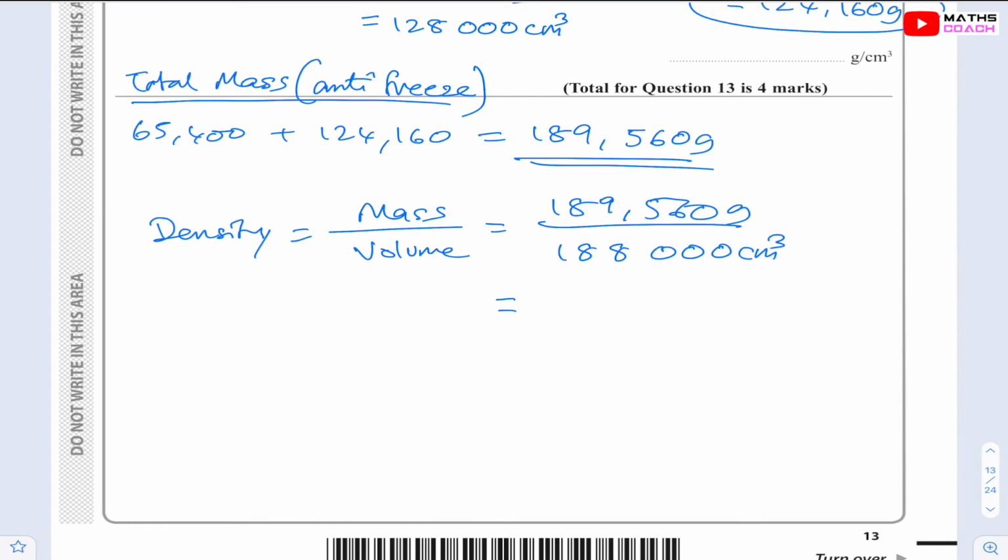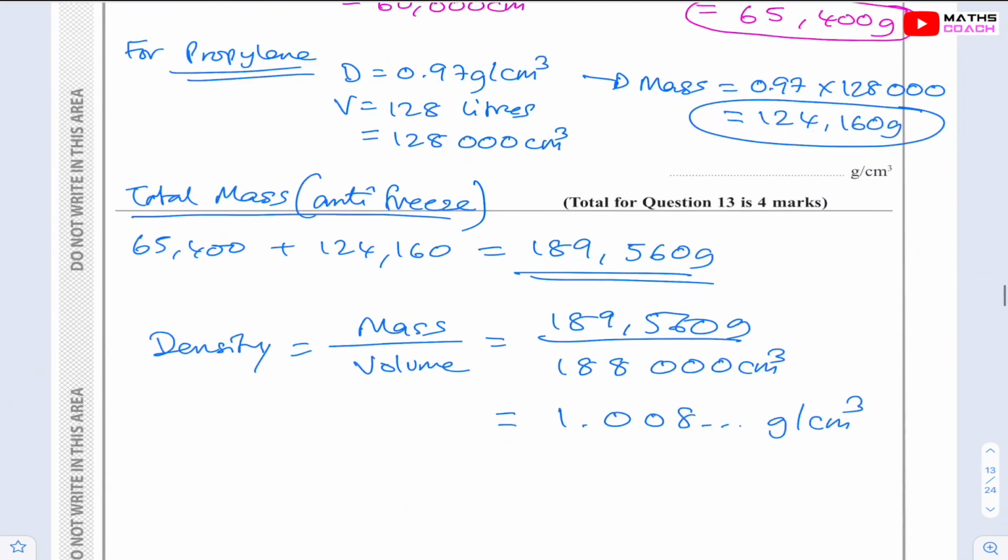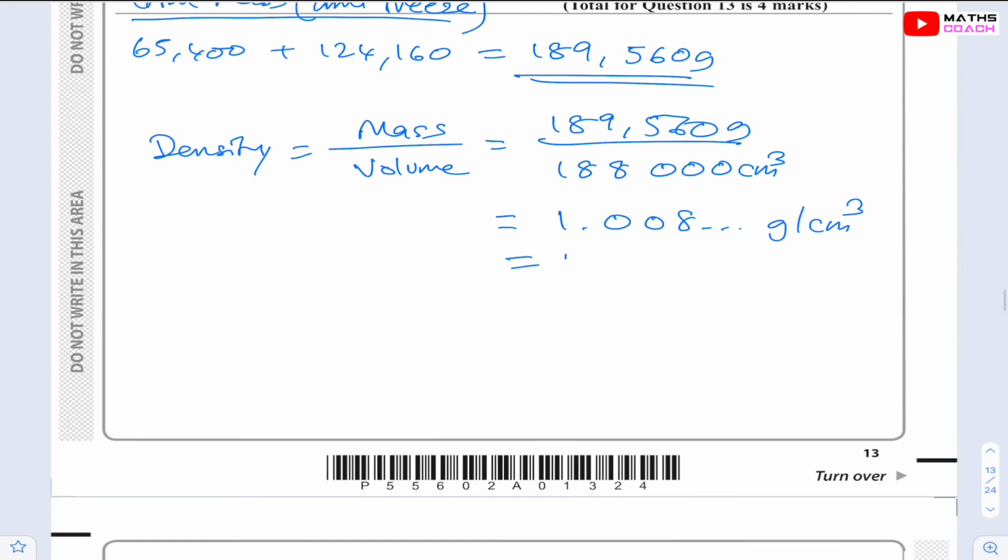And we work that out on our calculators, and we get 1.008... grams per centimeter cubed. The question does say to round to 2 decimal places. So if we go back here, we get 1.01 grams per centimeter cubed, and that is our final answer.